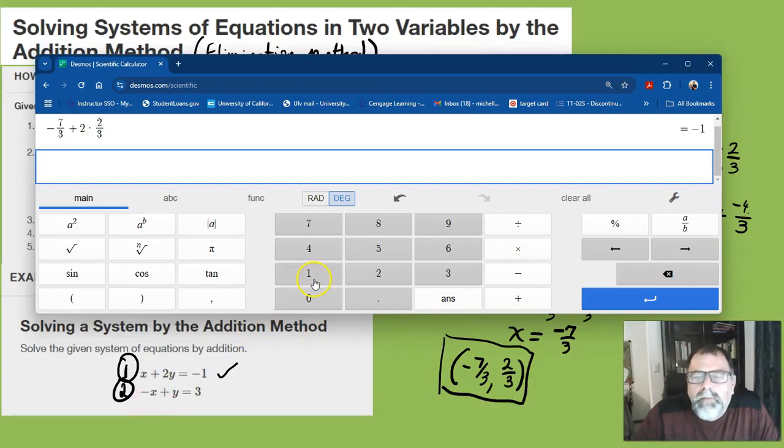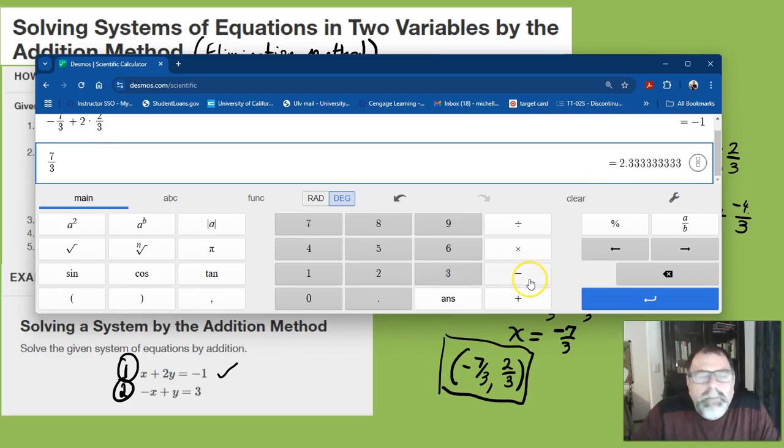So negative a negative 7/3. In my head, I know that's going to be positive 7/3 plus y, which is 2/3.